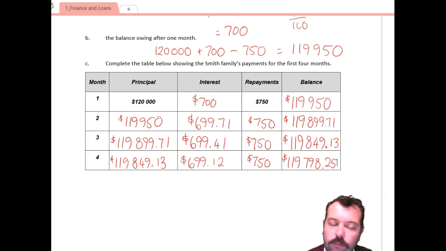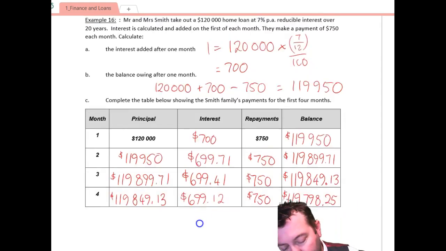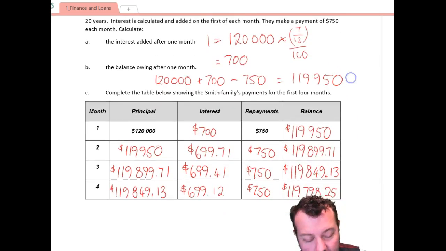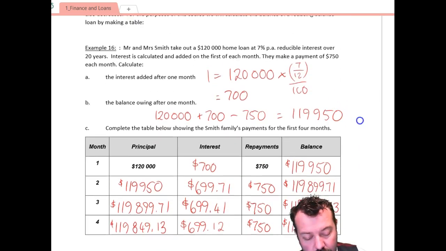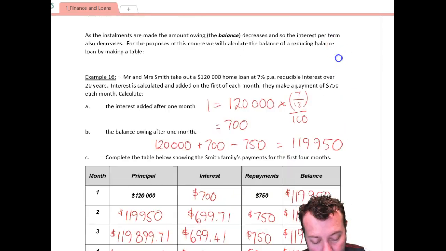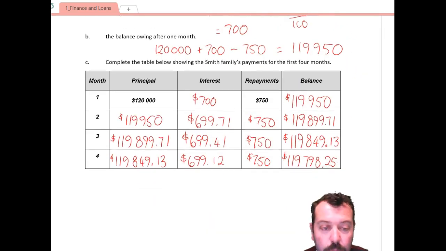That's it for reducing balance loans. If I can just remind you, you won't typically have to do that many calculations in a single question, but it's important to understand what's going on there, and that you do practice doing that a few times.